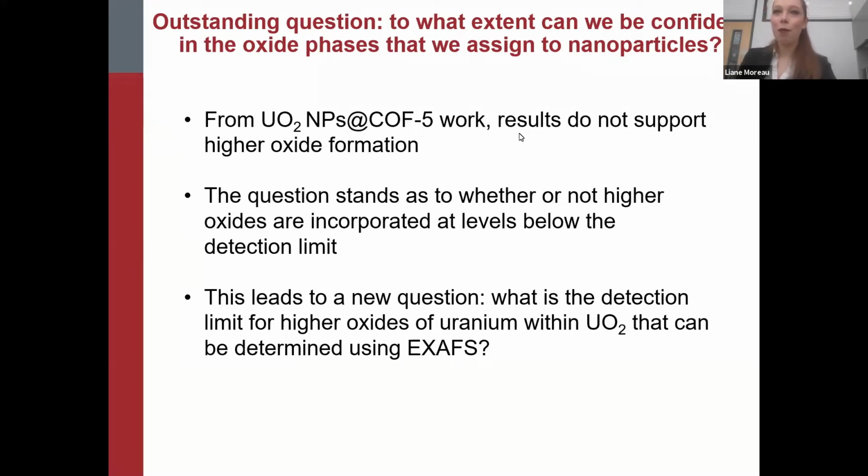And I think that this is a problem that a lot of folks face for a lot of different types of systems. If they have some sort of mixed system that they're looking at, how confident can we be that we have a single phase structure?